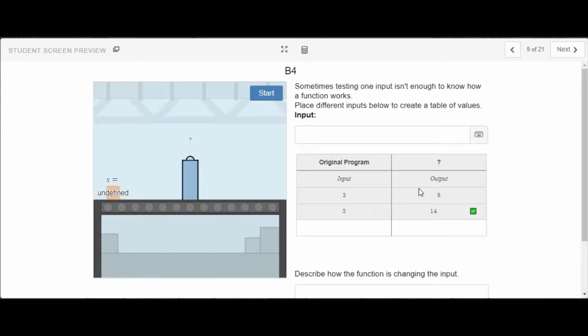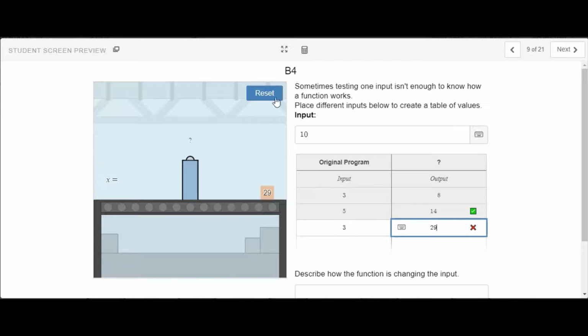So let's see, 3 becomes 8, 5 becomes 14. Let's see, let's try 10. So let's put 10 in the machine. Right, transforms it. 29 comes out.